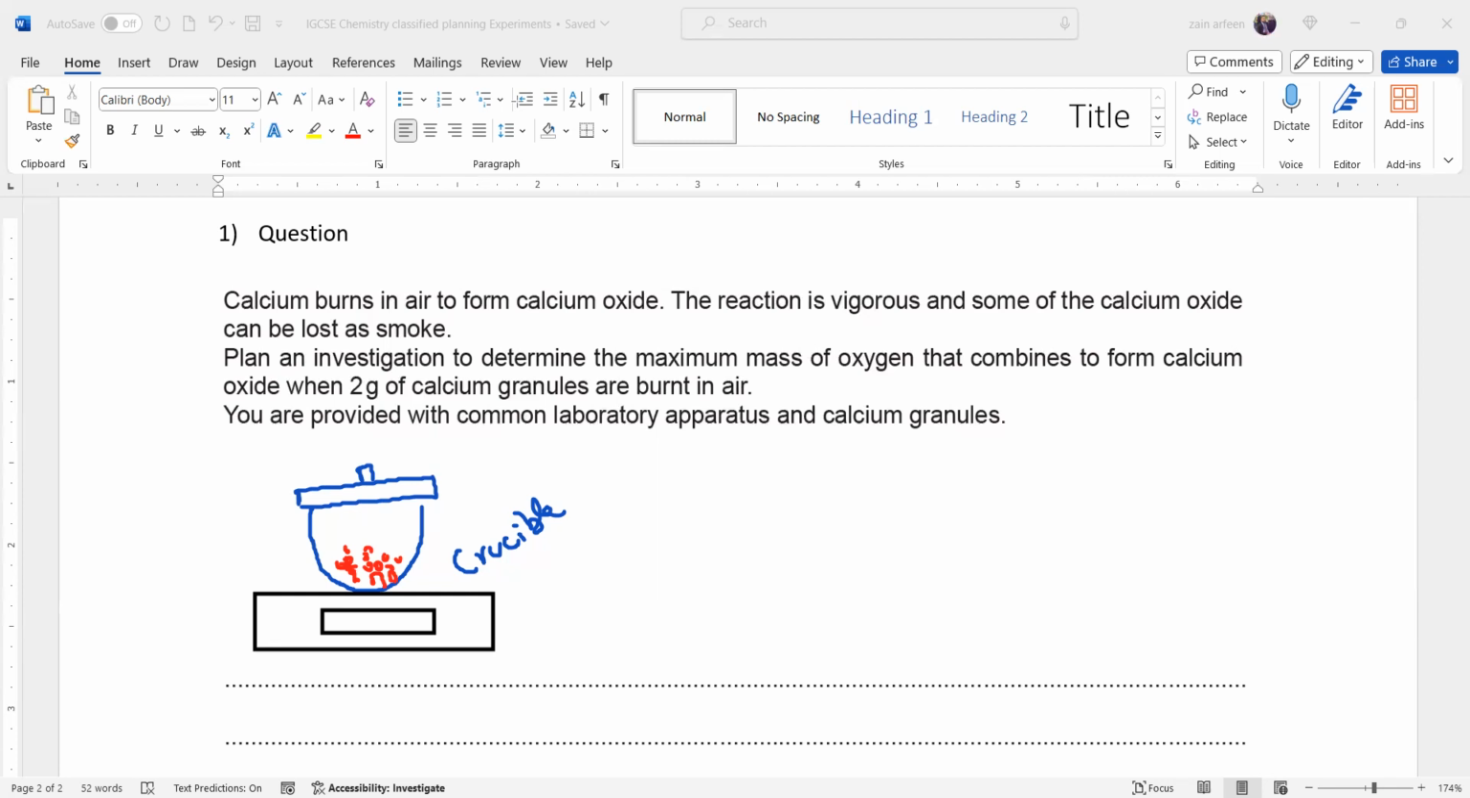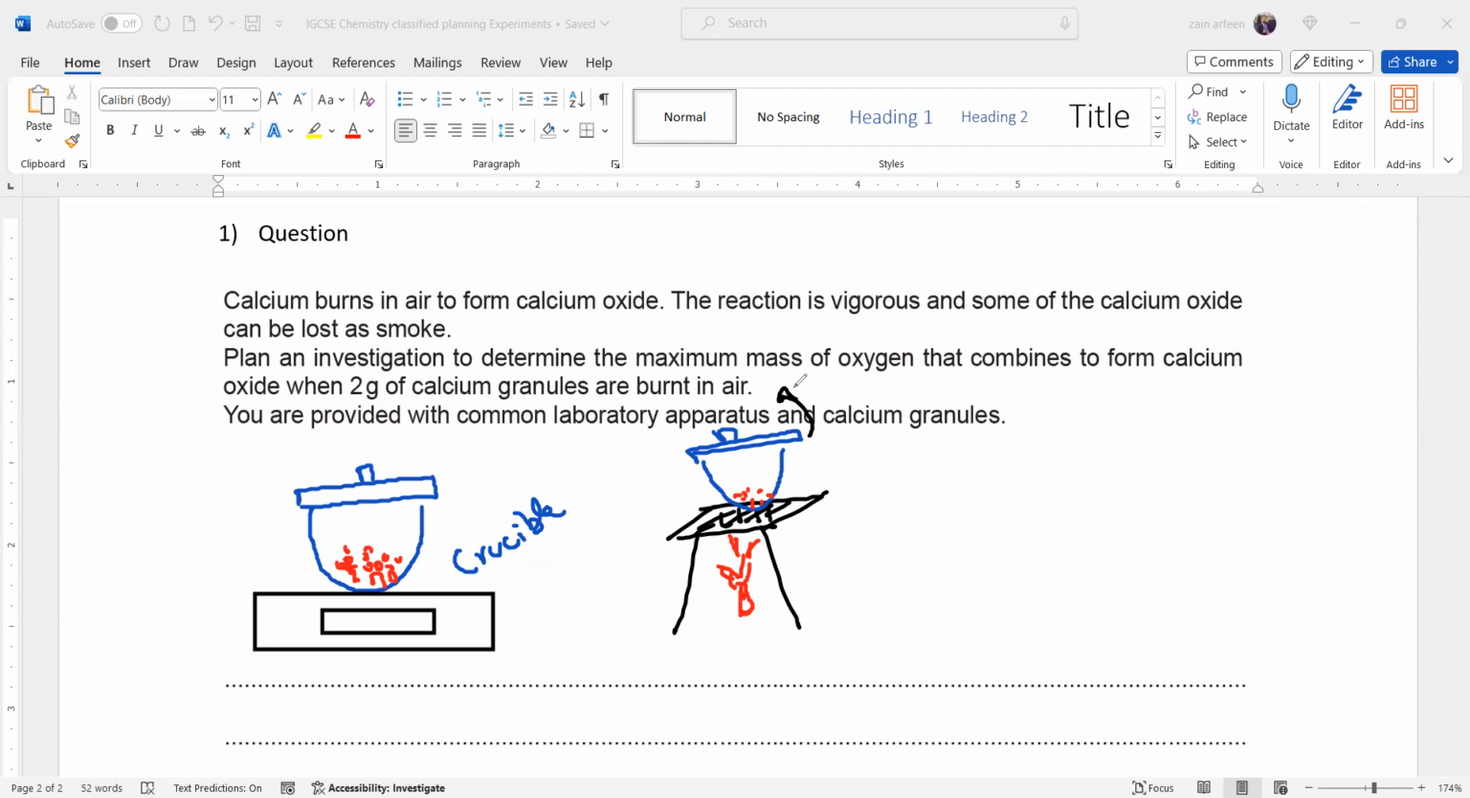Then, using a Bunsen burner, on a tripod stand, we'll place this crucible, and under this, we have a Bunsen burner. The burner is there at the bottom and we burn, because calcium is reacting with oxygen, we want to form calcium oxide. And time to time, we will open the lid. Why do we open the lid? So that every time there's a fresh supply of oxygen.